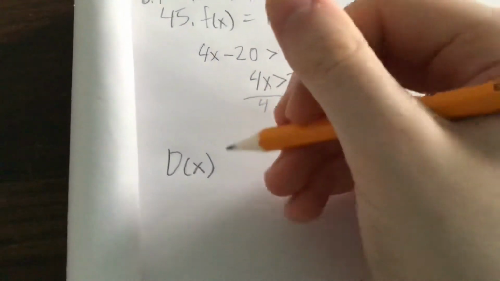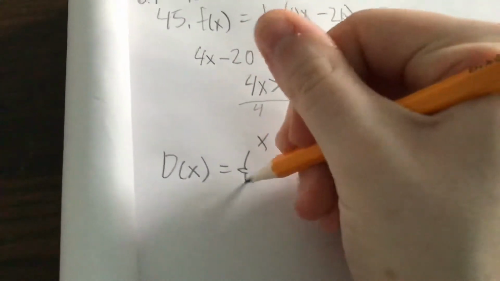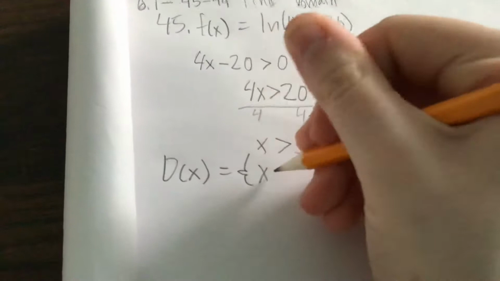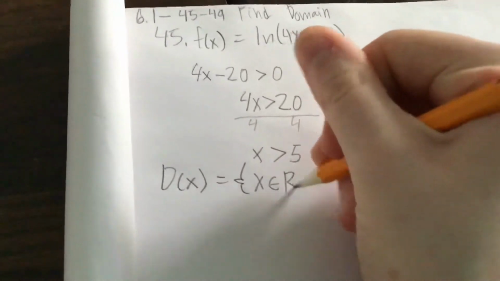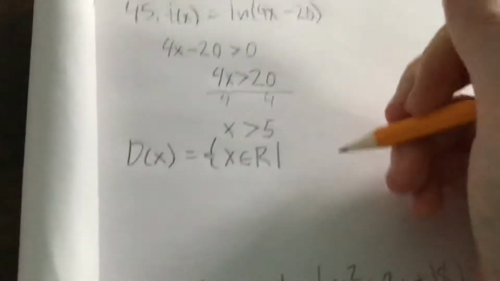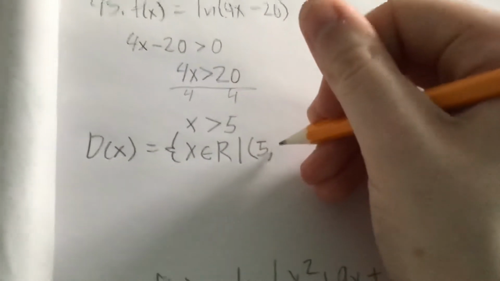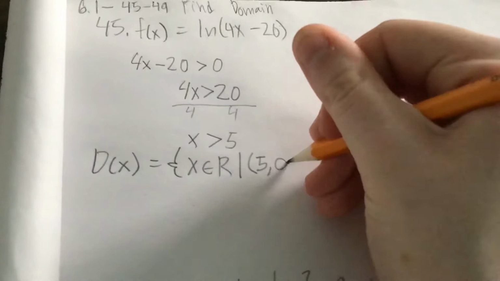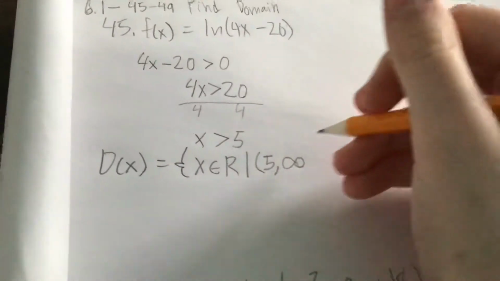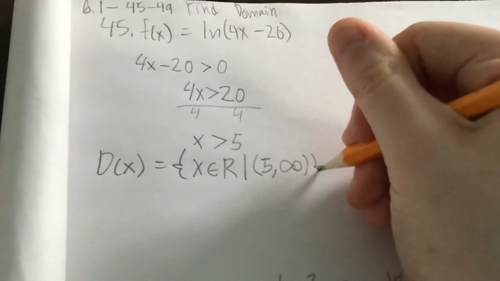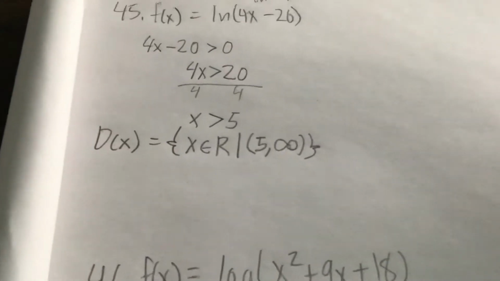And then we write this in notation. Domain of x is equal to the set of real numbers x where x is in the interval from 5 to infinity. There we go. And that is our first problem solved.